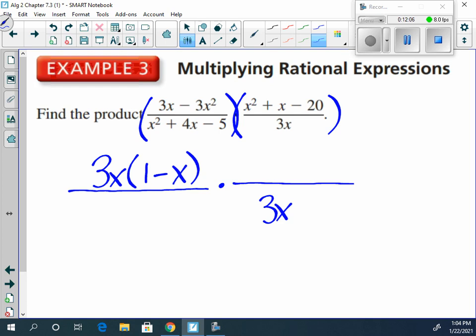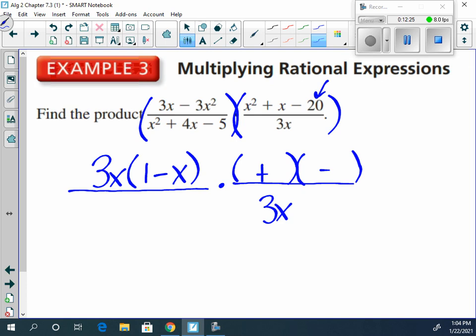So we'll leave the denominator for a second. Let's go on and do the other numerator. Well, the 20 is negative, so the signs are what? Opposite. One's going to be positive, one's going to be negative. When the constant term, that third term, is negative, the signs are always opposite.